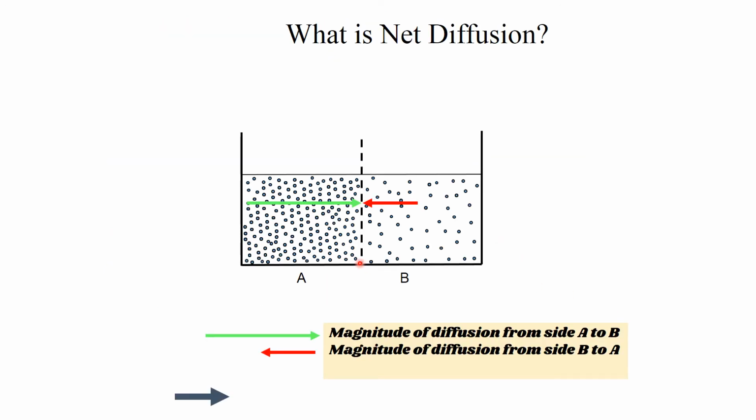Here in this slide, you can see a fluid chamber A and a fluid chamber B, which are separated by a semi-permeable membrane. When we see the diffusion that is occurring, it is occurring in two opposing directions. One is the diffusion from chamber A to chamber B, shown with the green arrow. The magnitude of diffusion from B to A is shown in the red arrow. So where do you think the net diffusion will occur in this condition? It will be from chamber A to chamber B, because the magnitude of diffusion is more from side A to side B.